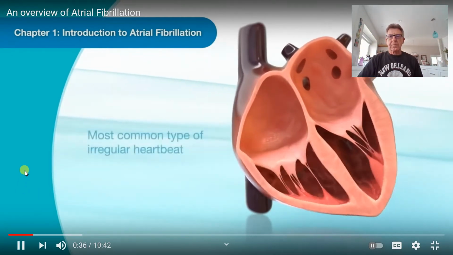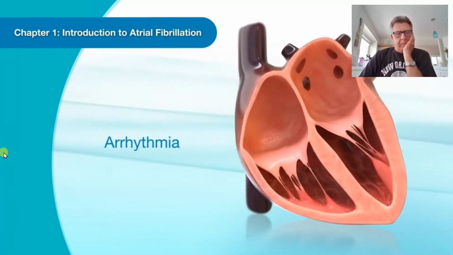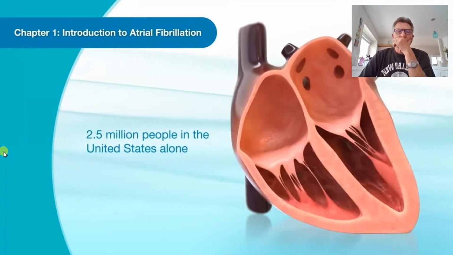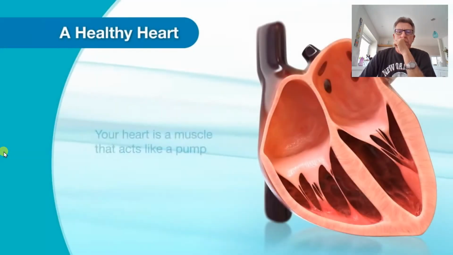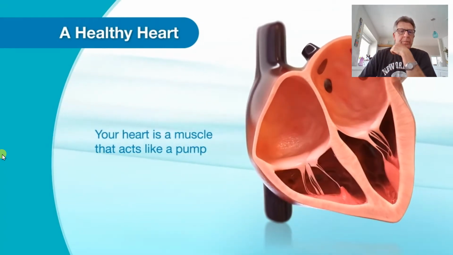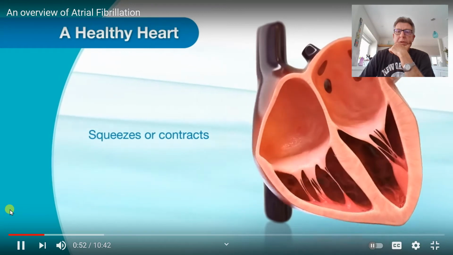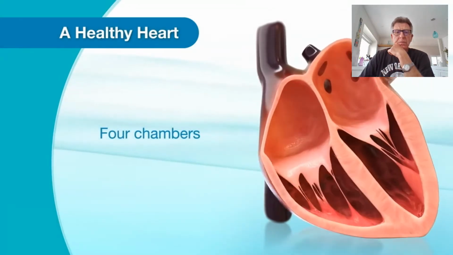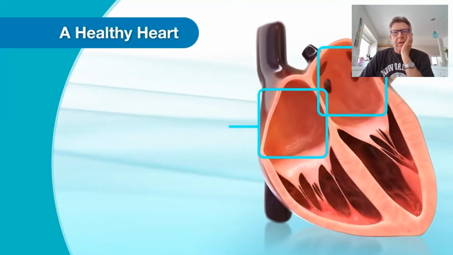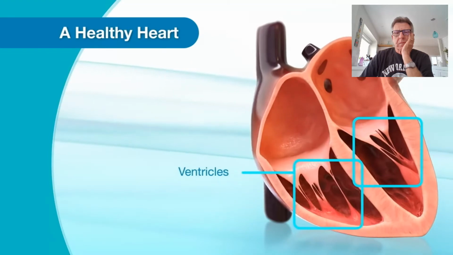Afib is the most common type of irregular heartbeat, or arrhythmia. It affects over 2.5 million people in the United States alone. Your heart is a muscle that acts like a pump. With each beat, it squeezes or contracts to push blood to the rest of your body. Your heart has 4 chambers. The 2 upper chambers are called atria. The 2 lower chambers are called ventricles.